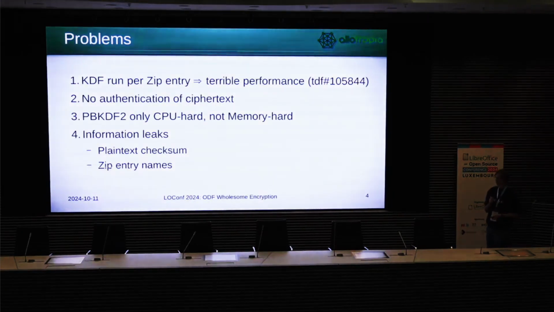So, what problems are there with this? The main problem that motivated the whole project was that the key derivation is done once for every zip entry. And this results in very bad performance of the encryption. And closely related is the third problem, which is that the key derivation function that we use, PBKDF2, only uses CPU time. It's running a SHA hash that is using CPU, but it does not use memory.